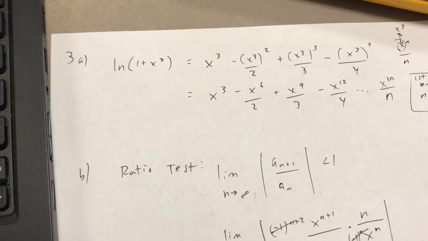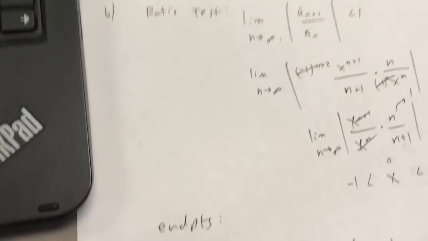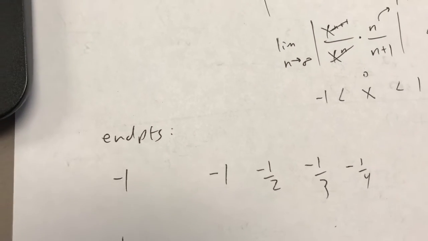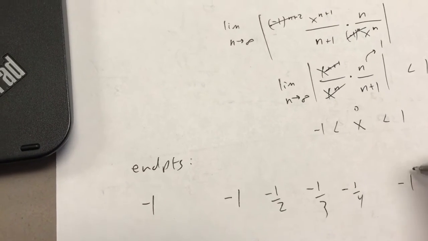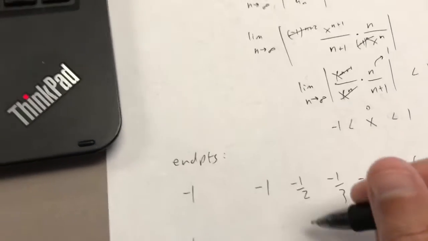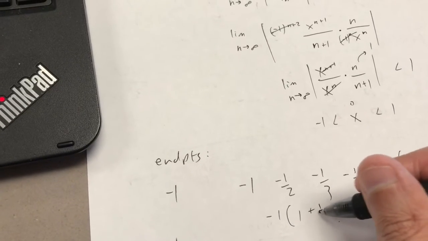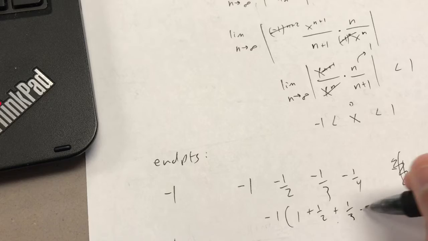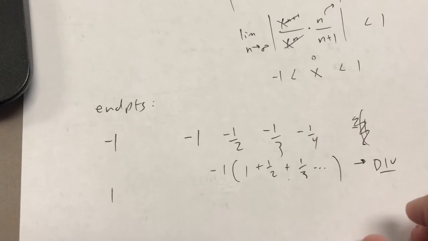You're going to get negative 1/3, negative 1/4, and so on. If you notice, that's the harmonic series multiplied by negative 1. That's negative 1 times 1 plus a half plus a third, and so on. That's a divergent harmonic series.